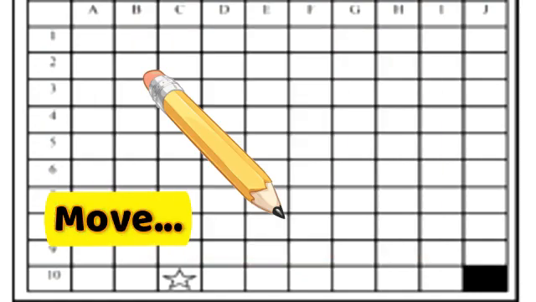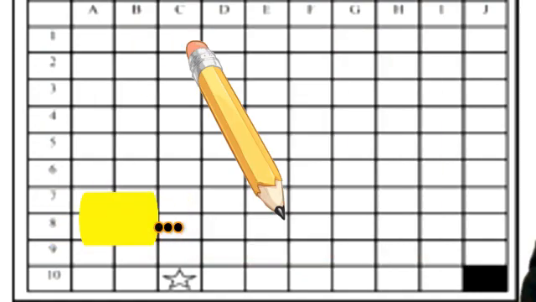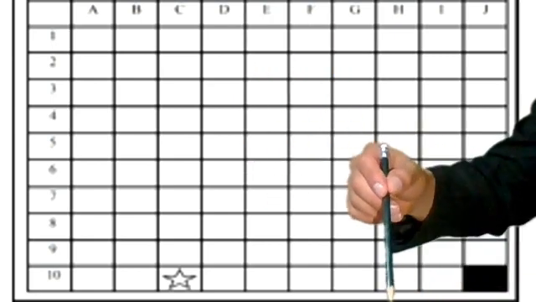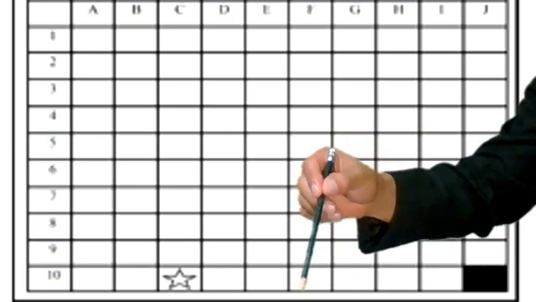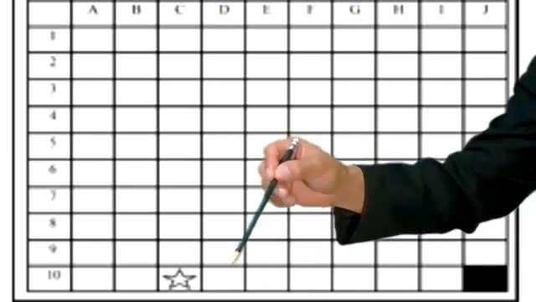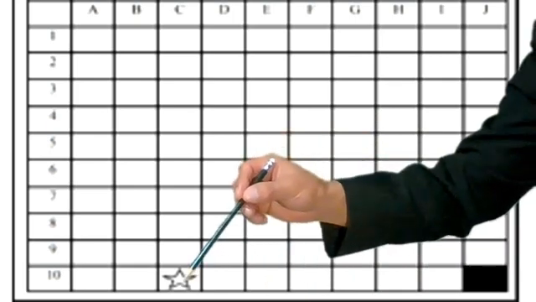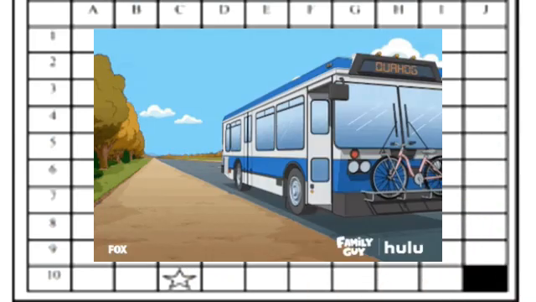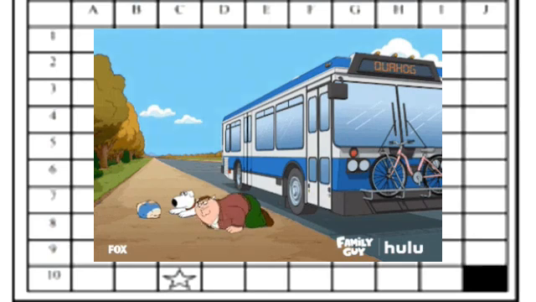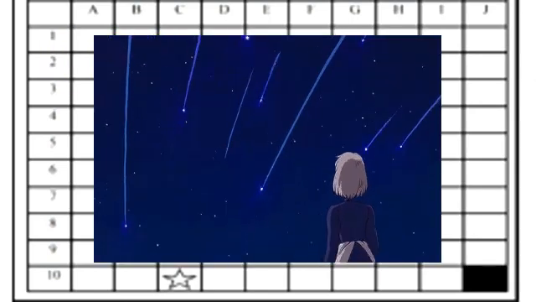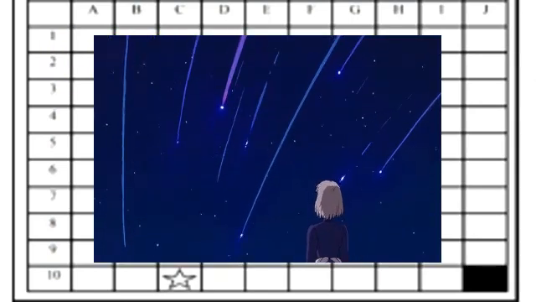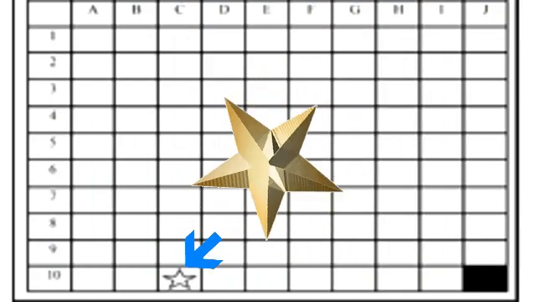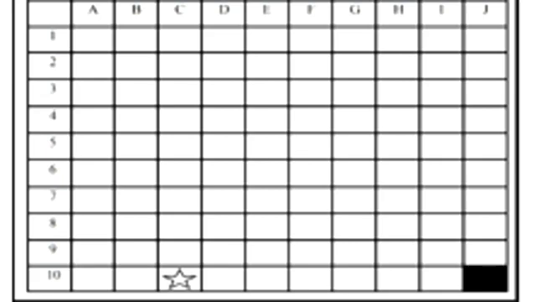Move your pencil 7 boxes on the left. 1, 2, 3, 4, 5, 6, 7. Very good. When you walk out of the bus, you look up and see more stars than you have ever seen before. There should be a star on the box your pencil landed on.